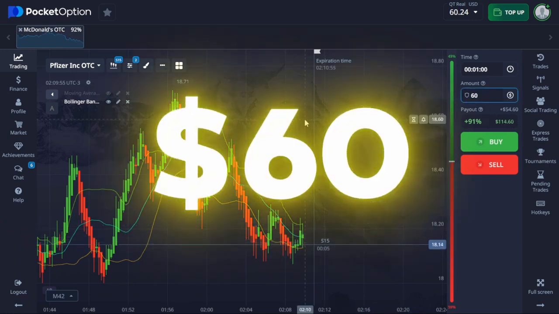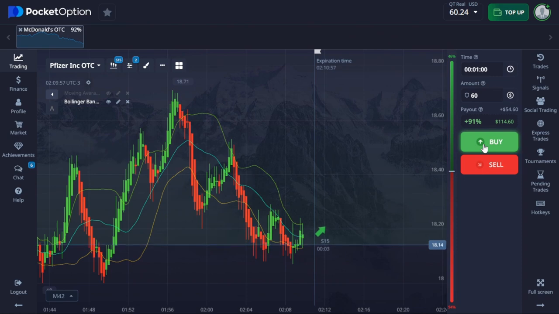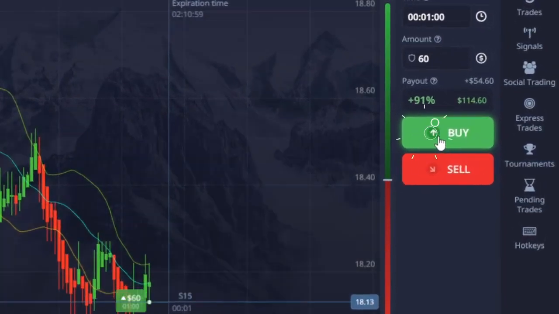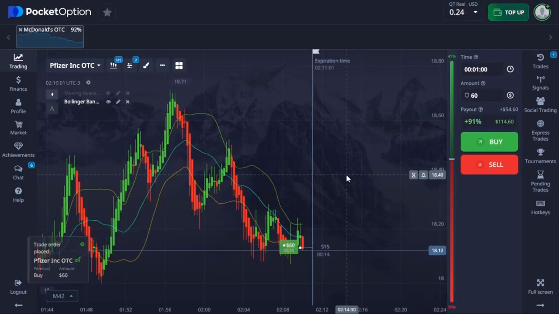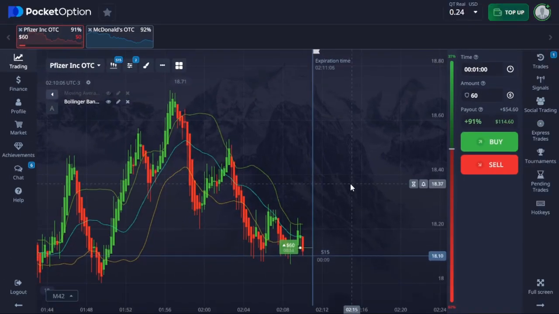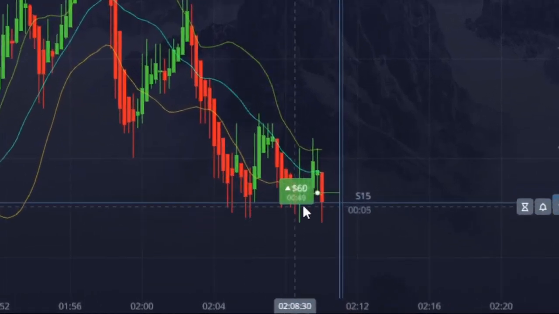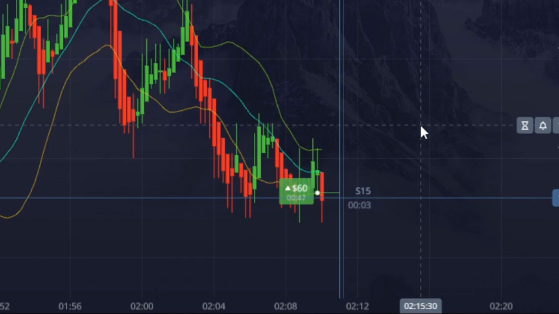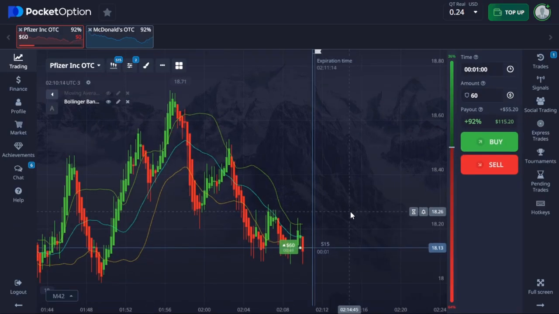Let's use right now $60 to perform the next entry and click on the buy button. Okay, I entered bullish on Pfizer. The price did not pass the main, showing rejection. These indicators help determine possible reversal points. Let's wait for the results.